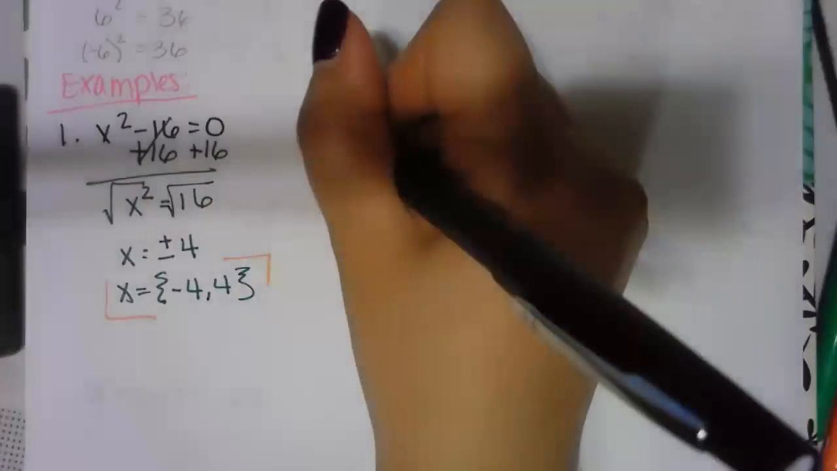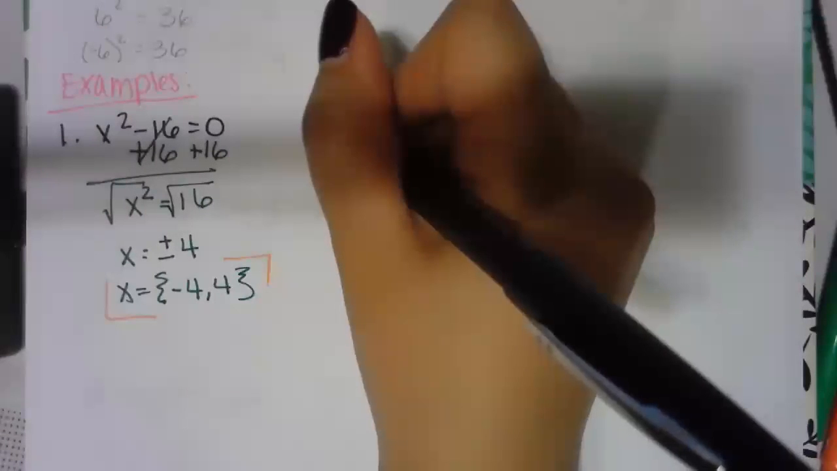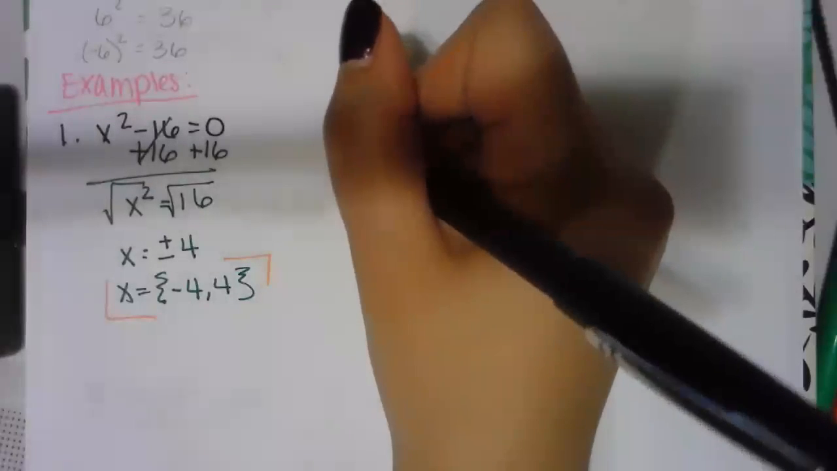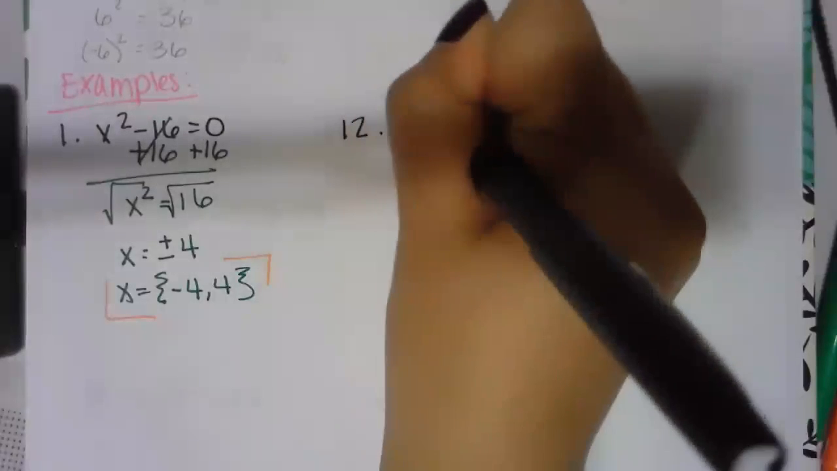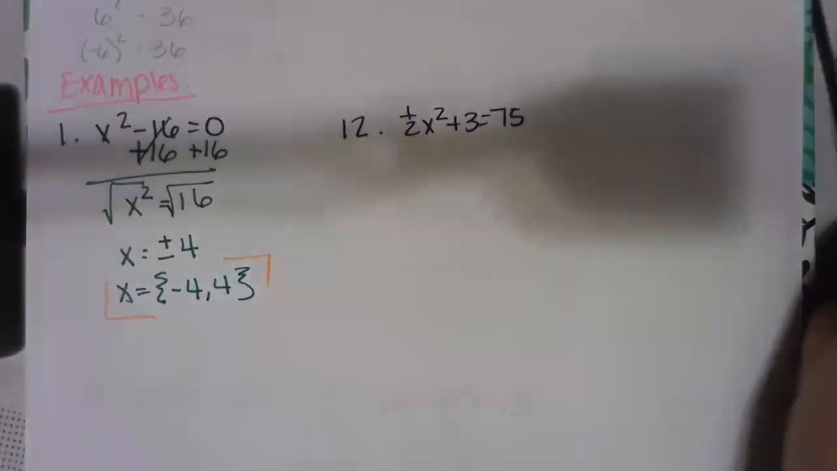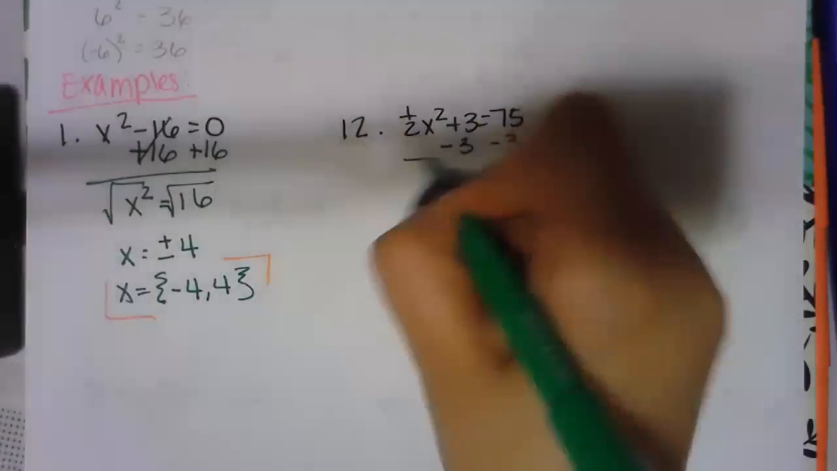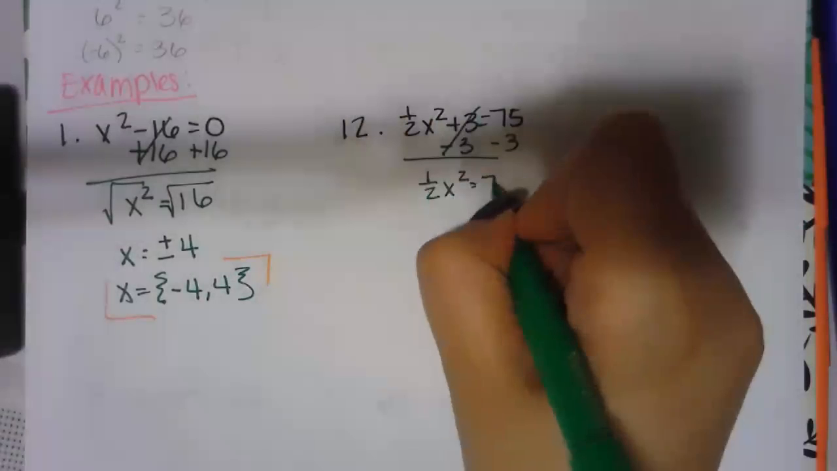All right, we might have something along the lines of, let's look at number 12, which is 1/2 x squared plus 3 equals 75. So following the rules, our 2 steps: we subtract 3 on both sides. You get 1/2 x squared equals 72.